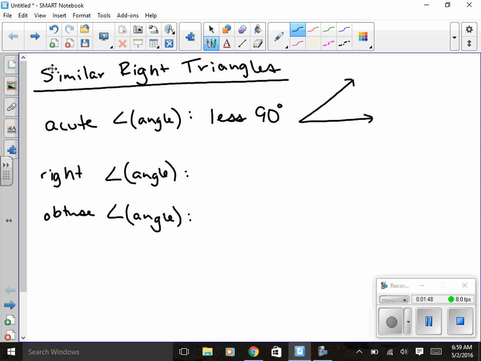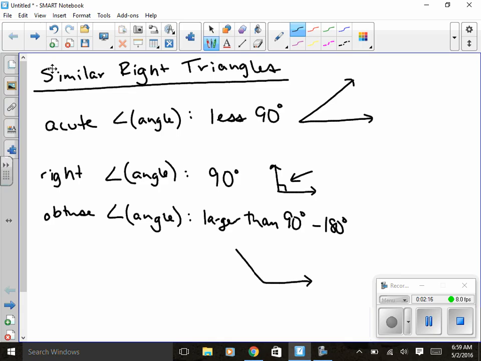A right angle is 90 degrees on the dot. And it'll be denoted with a right angle notation, which is actually a perpendicular. An obtuse angle is anything larger than 90 degrees, but less than 180. That right there would be an obtuse angle.